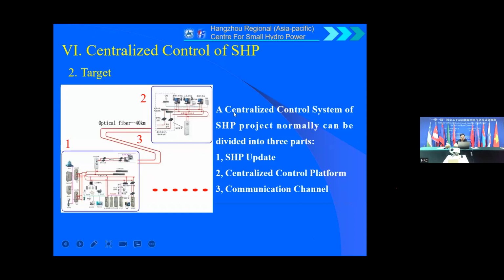So a centralized control system of SHP project can normally be divided into 3 parts. First, we need to update the SCADA system of SHP. The second step is the centralized control platform. We need a platform for the control system, and the third is the communication channel. Okay, we will talk about this one by one. First is SHP update.